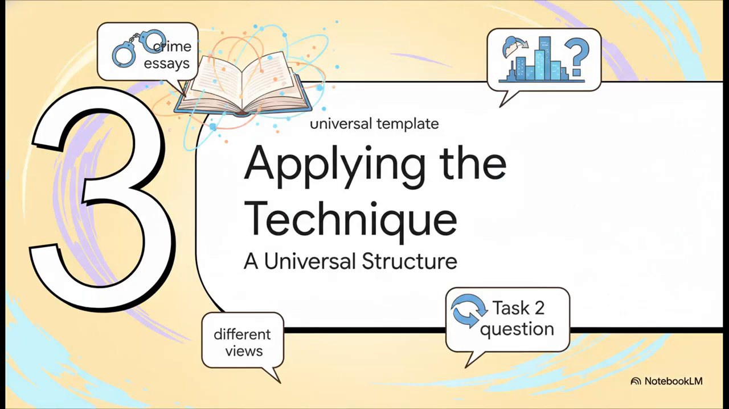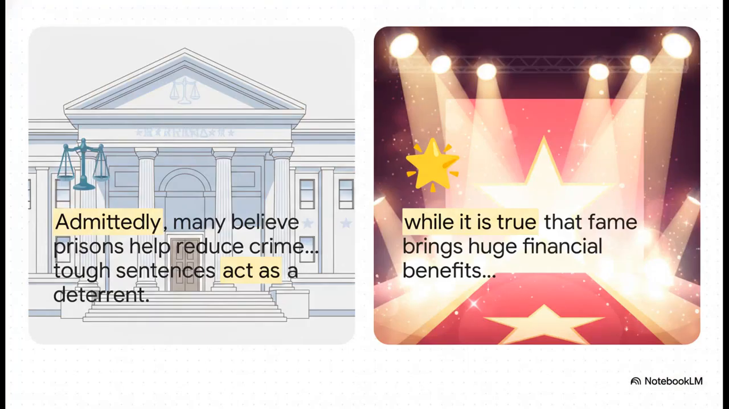Okay, so let's switch gears to another topic just to see how this builds. Because this technique isn't some one-trick pony that only works for essays about crime. No, this is a universal template, a framework that you can apply to pretty much any IELTS Task 2 question where you need to discuss different points of view. Just look at the parallel structure here. It's perfect. On the left, we've got our crime paragraph, conceding that prisons can be a deterrent. And on the right, from a totally different essay about fame, the writer concedes that, yeah, fame brings a lot of money. Both of them start by acknowledging the most obvious, most common argument for the other side. It's the exact same logical first step.